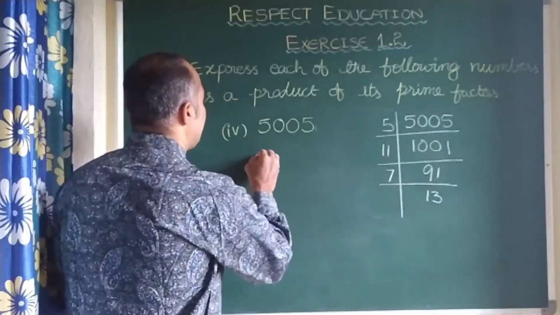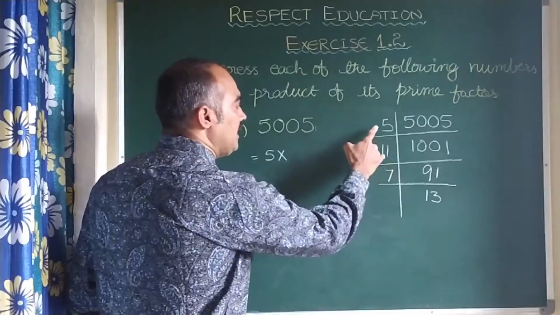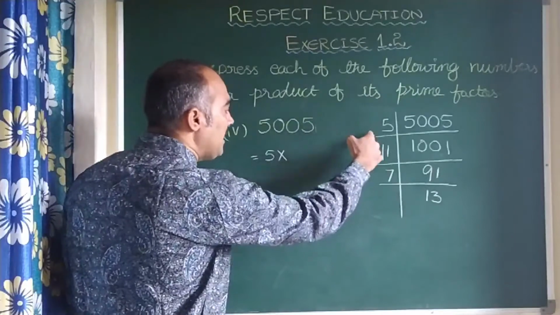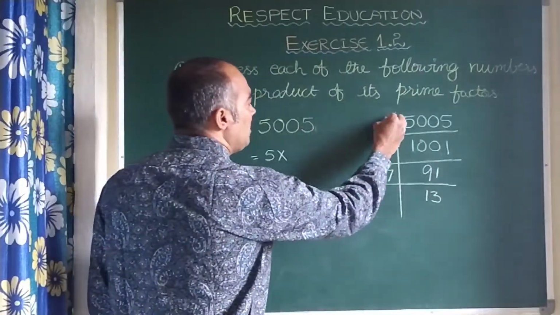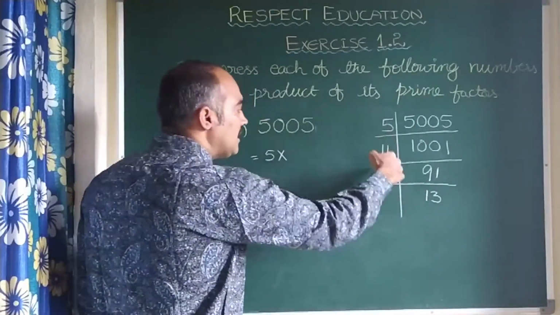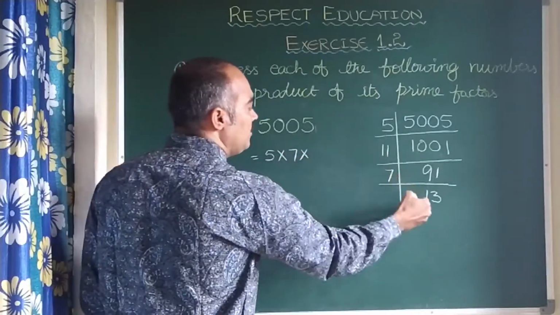So let us write the value as 5 into 11 into 7 into 13, actually we can write, children. But you see, if you write in ascending order, it looks beautiful. Okay, that's all. It does not mean that we can't write 5 after 11, or 11 after 7, not like that. So let us select the numbers in ascending order, that's all. So 5 into 7 into 11 into 13.